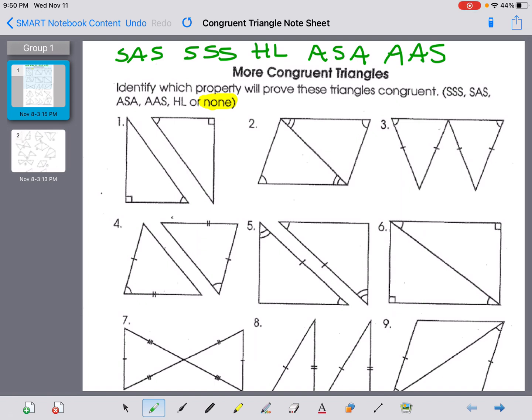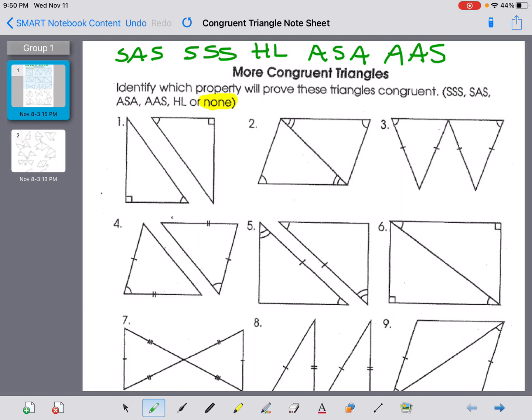Okay, quick reminders. When you get these pictures, you want to mark up anything you know. You're thinking, can I mark vertical angles? Can I mark a shared side? Can I mark from parallel lines? Do I have some kind of angles? Do I have some vocab? If you can think of something like that, maybe you can mark it. If not, maybe it's a none.